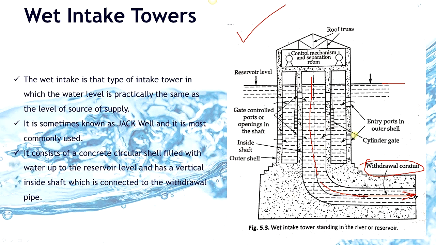This outer shell has water entry ports that are open always. The entry ports are not gate controlled. If the water is available in the source, then it will be available in the outer shell also, because these openings are open always, and the water level in the outer shell will be at the same level as the water level of the source. Here you can see the water level inside the outer shell and the source are the same.